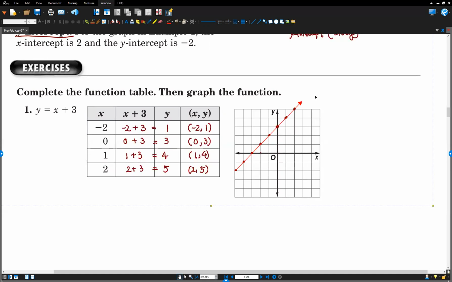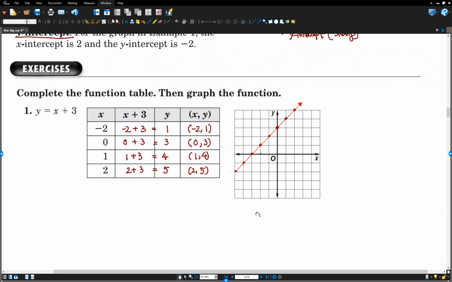Okay. That's the graph. Is it okay? To the right, you can make another arrow, right? But usually an arrow means continuous. This is the graph of y equals x plus 3. Can you see that over here? Yes. This point is 3. We said y-intercept.